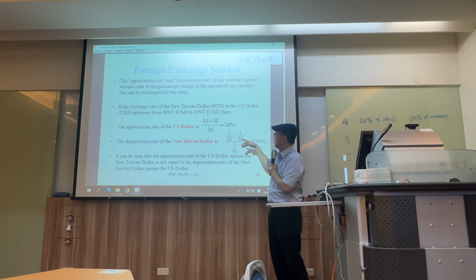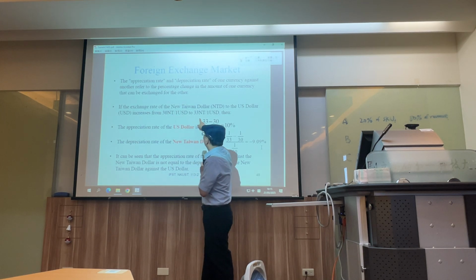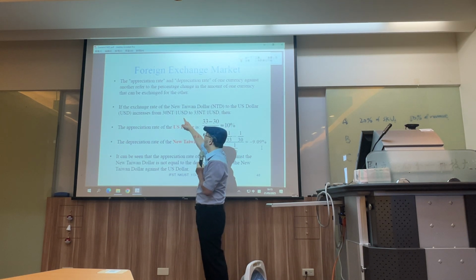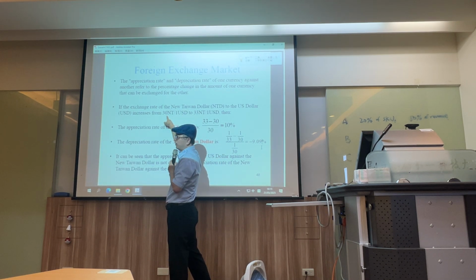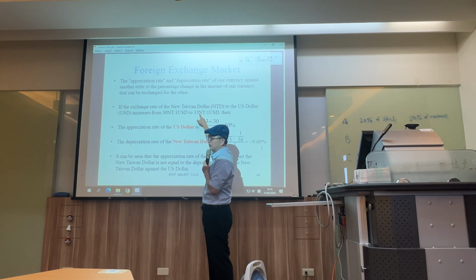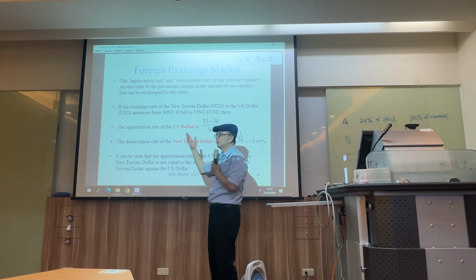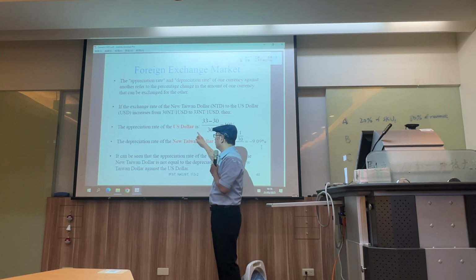So the reason is because if the exchange rate changes from 30 to 33, it means before, 1 unit of US dollar could be converted into 30 units of New Taiwan dollars, and now it can be converted into more. That means the USD is stronger and the New Taiwan dollar is weaker. So that's why the New Taiwan dollar depreciated. Make sense? Maybe just different terminology: strong and weaker, versus appreciate and depreciate.